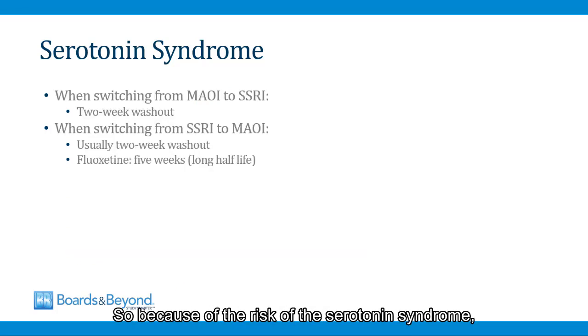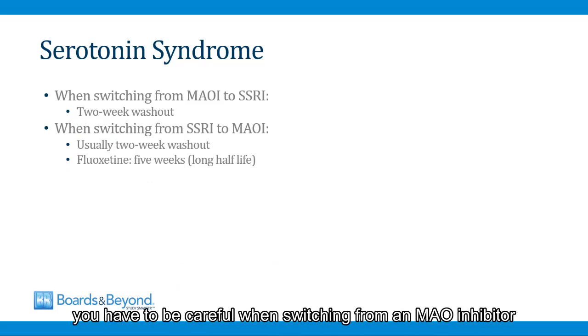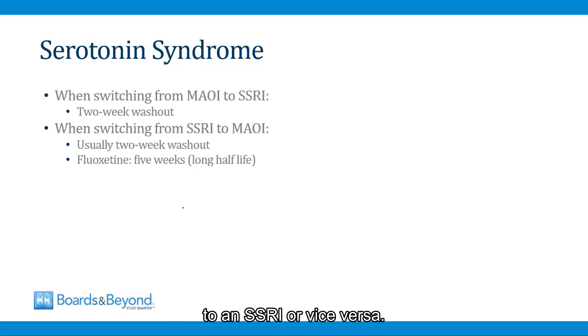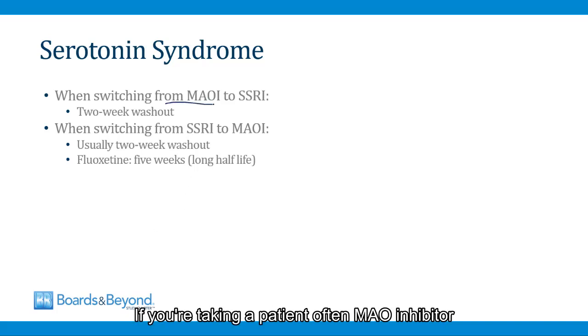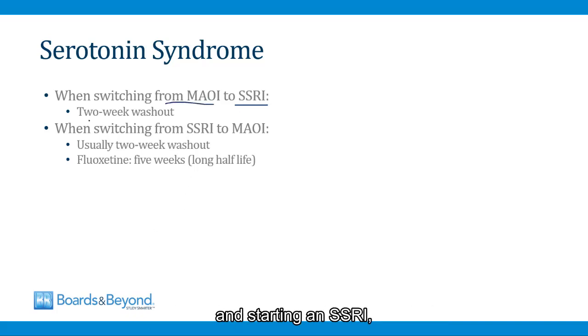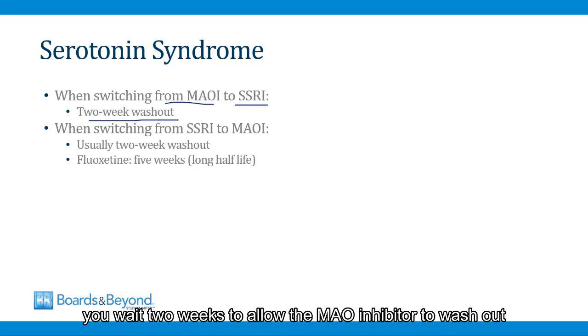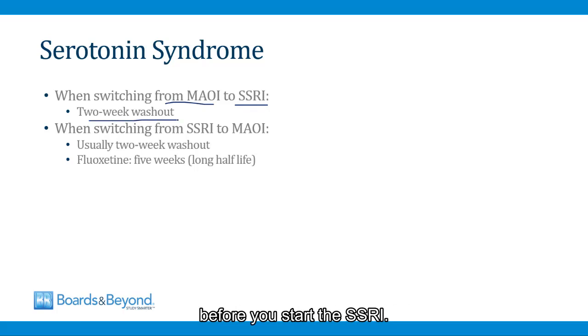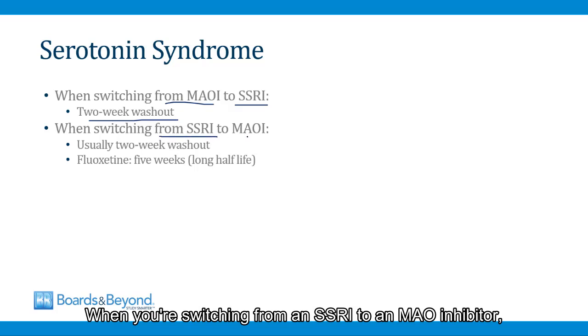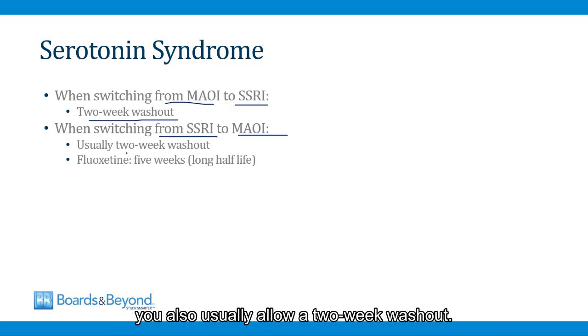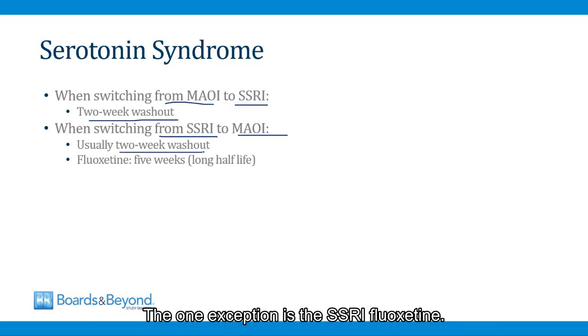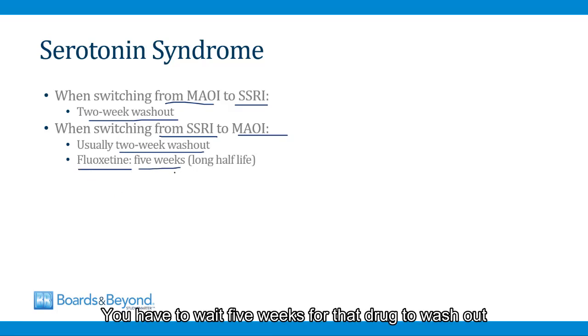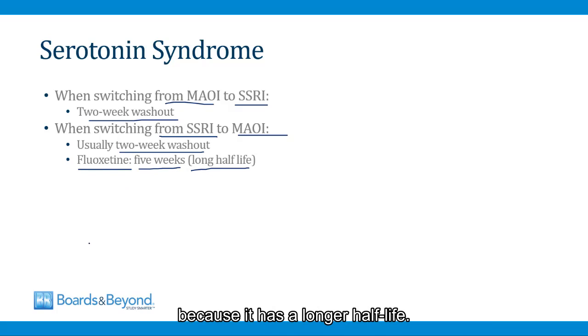So because of the risk of the serotonin syndrome, you have to be careful when switching from an MAO inhibitor to an SSRI or vice versa. If you're taking a patient off an MAO inhibitor and starting an SSRI, you wait 2 weeks to allow the MAO inhibitor to wash out before you start the SSRI. When you're switching from an SSRI to an MAO inhibitor, you also usually allow a 2-week washout. The one exception is the SSRI fluoxetine. You have to wait 5 weeks for that drug to wash out because it has a longer half-life.